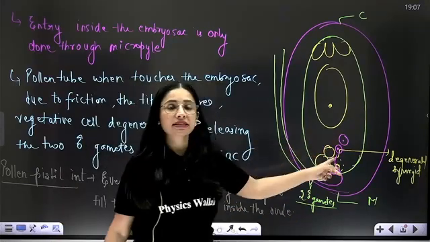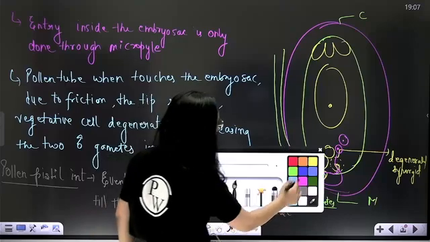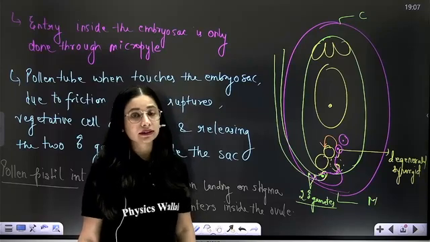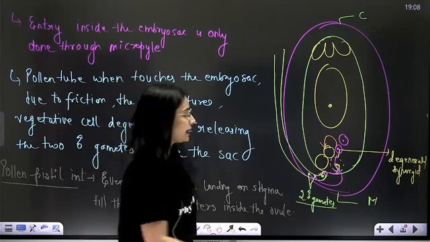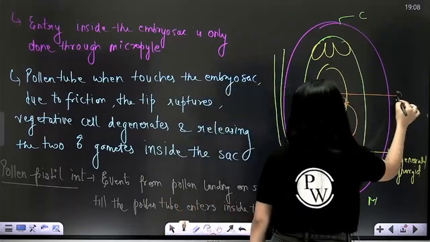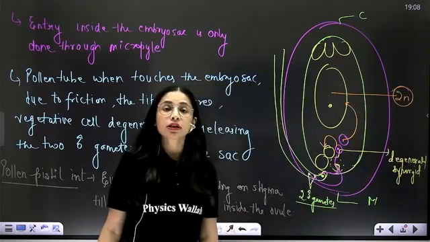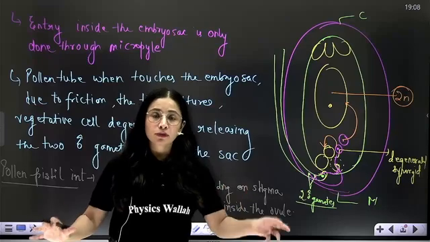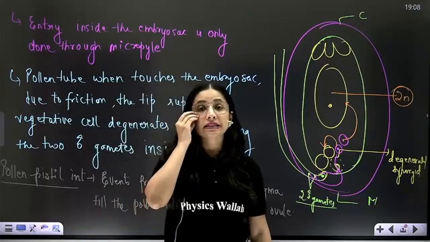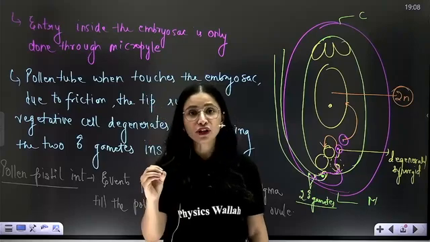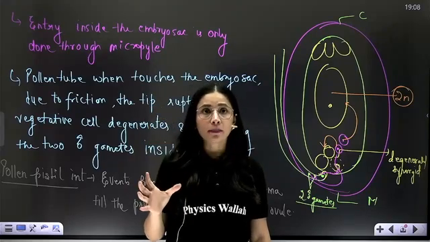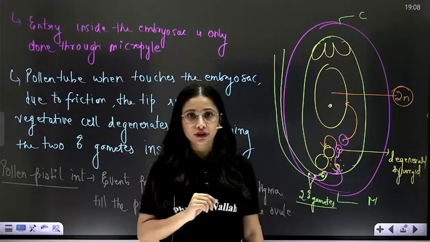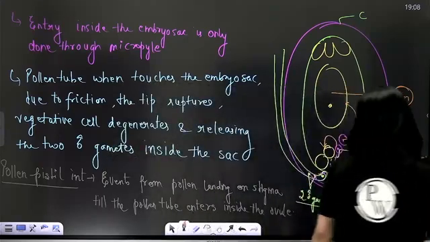Now the two male gametes are there in the embryo sac, out of which one is going to fertilize the female gamete to form the zygote. This event is known as syngamy. The second is going to fuse with the diploid secondary cell to form the triploid endosperm. This is known as triple fusion. Syngamy and triple fusion together are known as double fertilization. Double fertilization, beta, is a unique property only of angiosperms, and it was reported by Strasburger. Correct? Yes or no? Chalo.